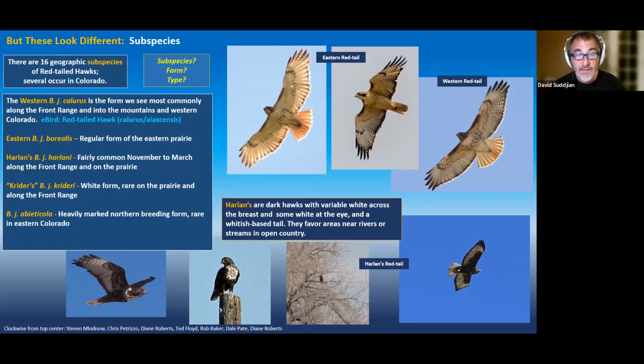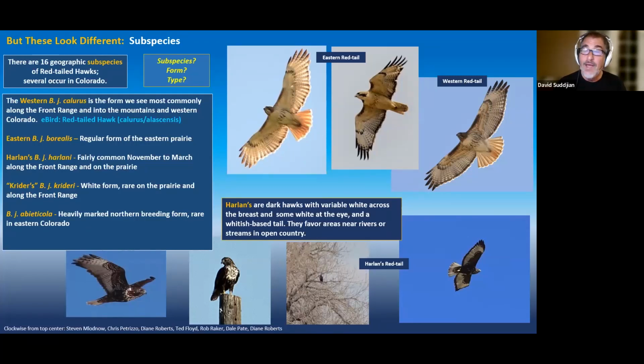The Harlan's hawk is a far northwestern breeder in Alaska and into western Canada. It's a dark hawk that comes down to us at that time. Now, some would say it's not even a valid subspecies of the red-tailed hawk, but I'm treating it that way. The next one, Krider's hawk, is also often thought not to be a valid species. This is a white form we see on the prairie. It's rare here. I'm not going to deal with that more.